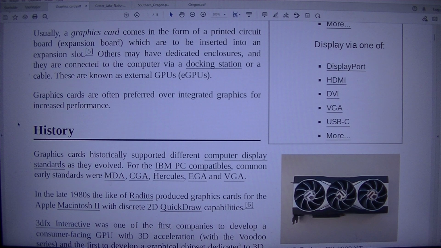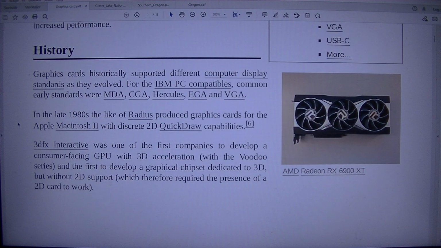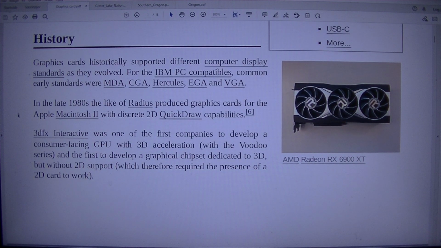History. Graphics cards historically supported different computer display standards as they evolved. For the IBM PC compatibles, common early standards were MDA, CGA, Hercules, EGA and VGA. In the late 1980s, the likes of Radius produced graphics cards for the Apple Macintosh II with discrete 2D QuickDraw capabilities.